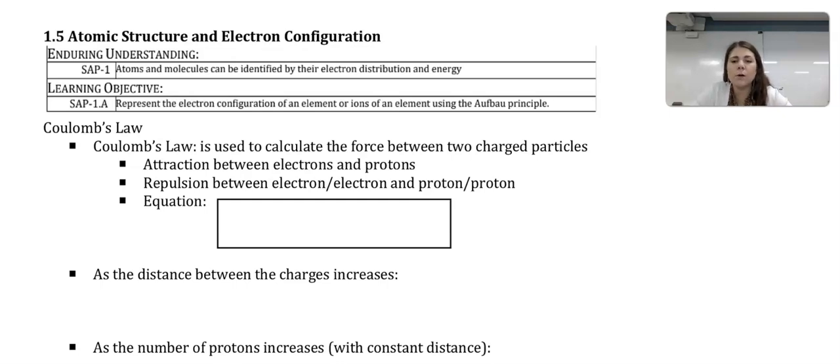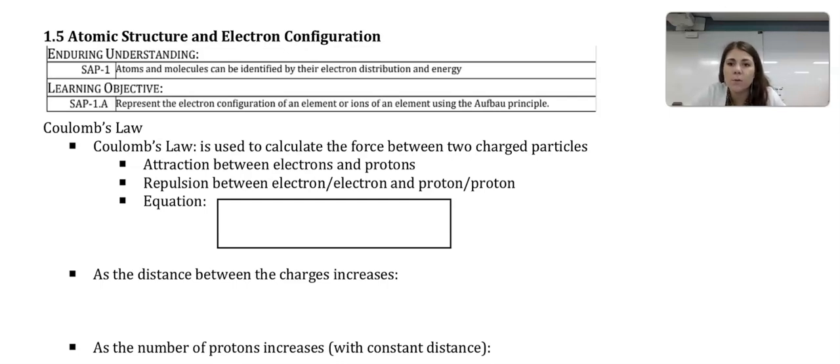In this lesson, we're going to be looking at Objective 1.5, Atomic Structure and Electron Configuration. The learning objective states to represent the electron configuration of an element or ion of an element using the Aufbau principle. There's actually going to be a lot of different principles and rules we're going to talk about today, so it isn't just limited to this one principle.